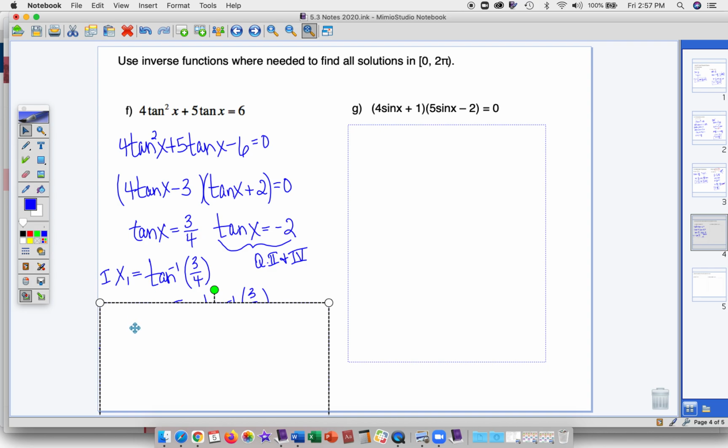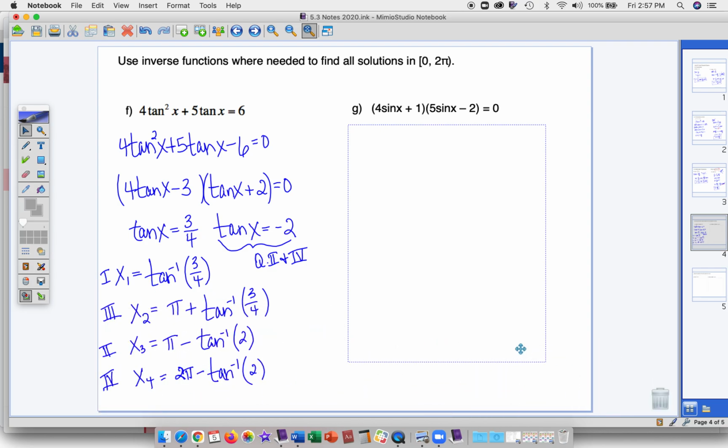So my first solution, I'm going to label them x sub 1 through x sub 4, and next to them I put the quadrant that they lie in. So my first solution is from quadrant 1, and it's just the tangent inverse of 3/4. And this is actually my reference angle. I'm going to use this to write out the rest of my solutions. So in quadrant 3, the tangent is also positive, and to get that quadrant 3 angle, I take pi and add on the reference angle. So again, think of tangent inverse of 3/4 as the reference angle.